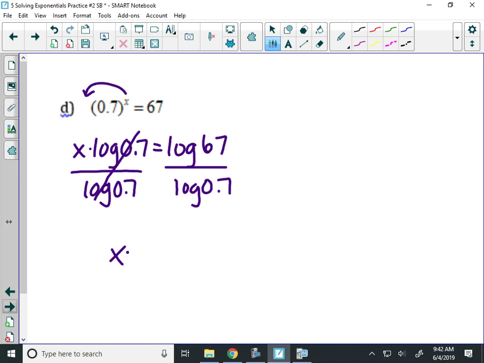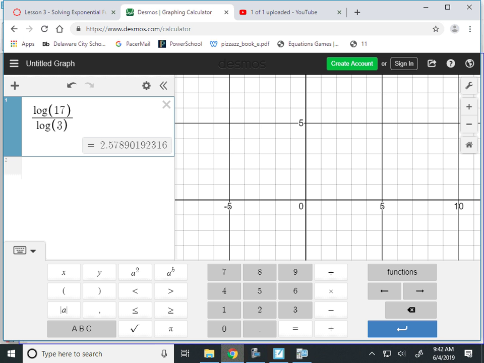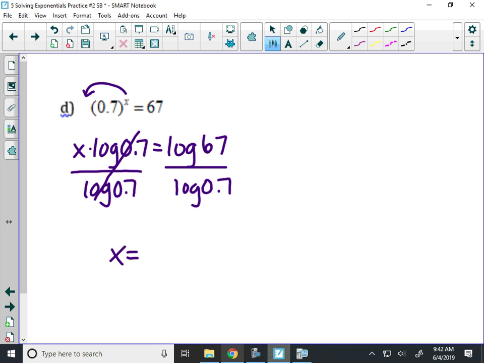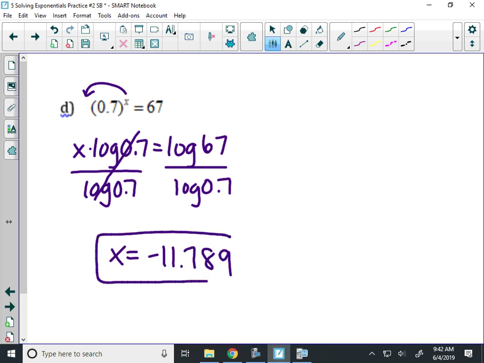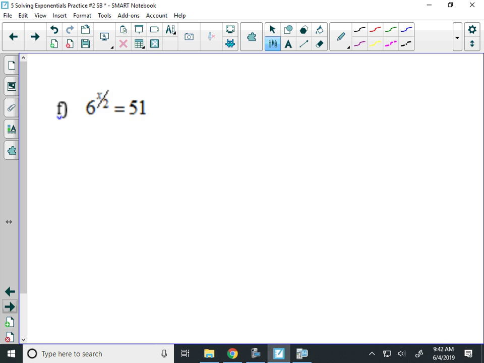Because when I do that, I get x equals log of 67 divided by log of 0.7. There you go, negative 11.789. All right, a few more. Let's make it a little bit more complicated.